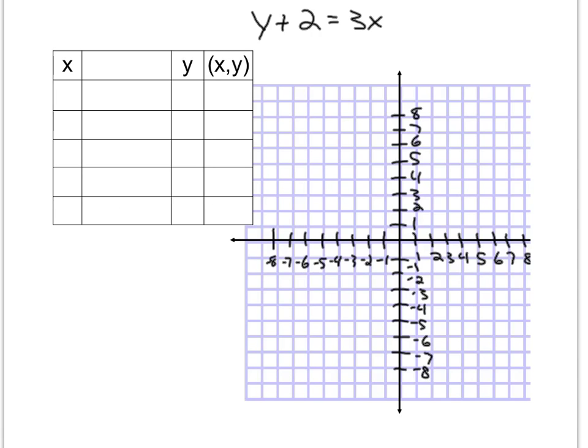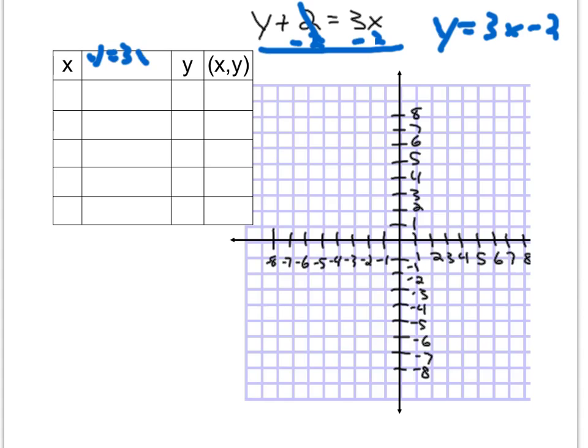So here's an equation, y plus 2 equals 3x. So again, the first thing we need to do is get this equation in function form. So I need to get y by itself. Well, that's pretty easy on this one. I should be able to do that just by subtracting 2 from each side. And these cancel, and I get y equals 3x minus 2. So I'm going to go ahead and put that in here. Y equals 3x minus 2.